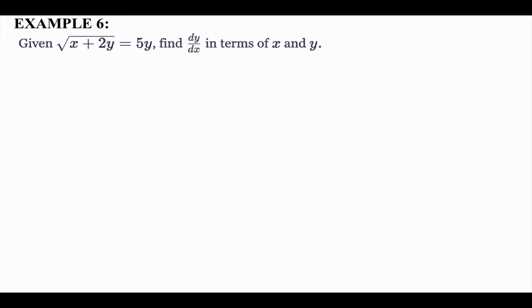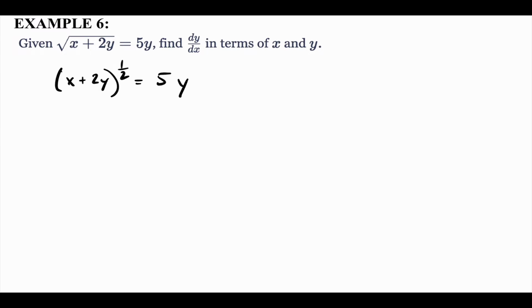So I'm going to rewrite this. So x plus 2y to the 1/2 power equals 5y. That's still chain. There's nothing new, that's still what we do. Okay, and that hasn't changed. Now we find the derivative, right?